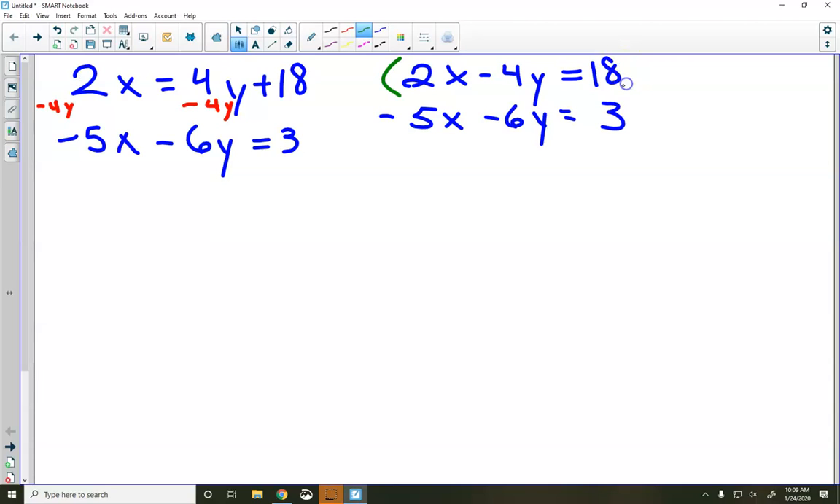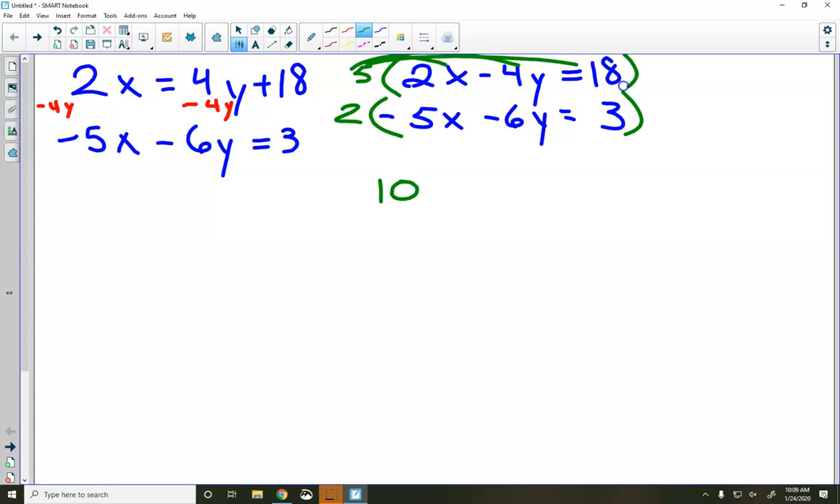I'm going to multiply the top equation by 5, because the least common number that they both go into is 10, and the bottom equation by positive 2. Because 2x is positive, when I multiply by 5, I'm going to get a positive 10x. Because negative 5x is negative, when I multiply by positive 2, I'm going to get the negative 10x. So I'm going to get a 10x and a negative 10x. I'm going to get opposites, and then I can easily add the two equations. So let's distribute.